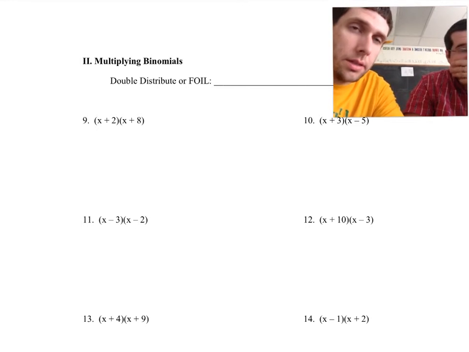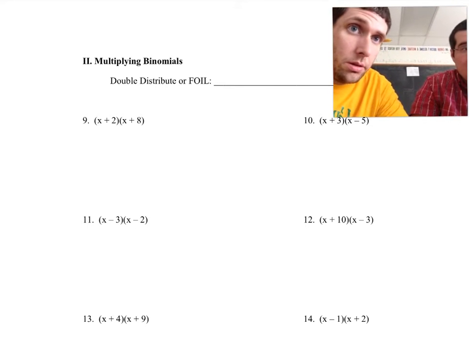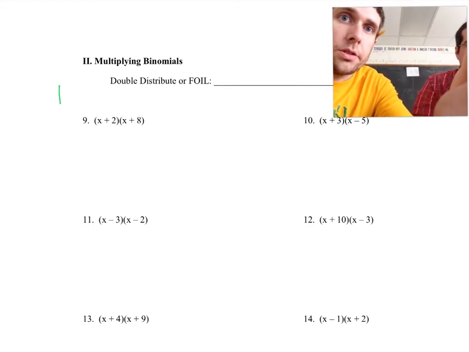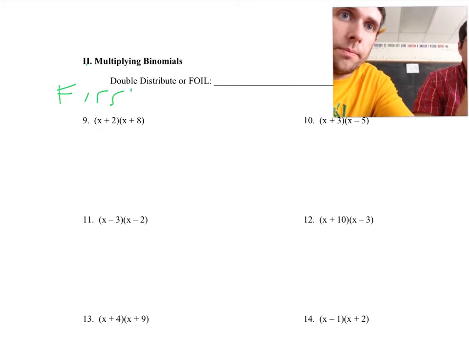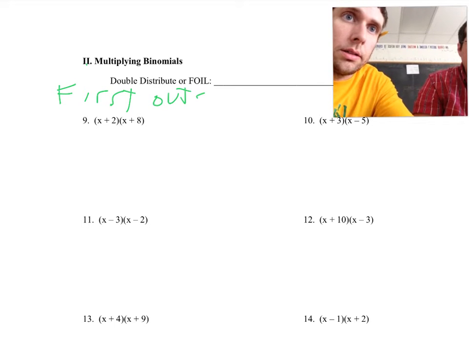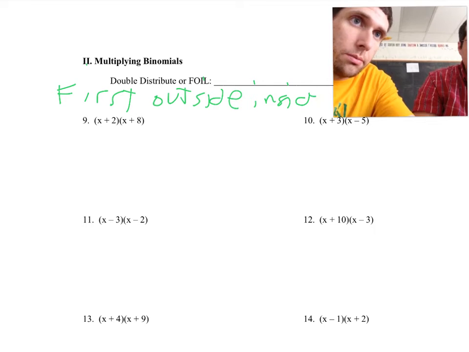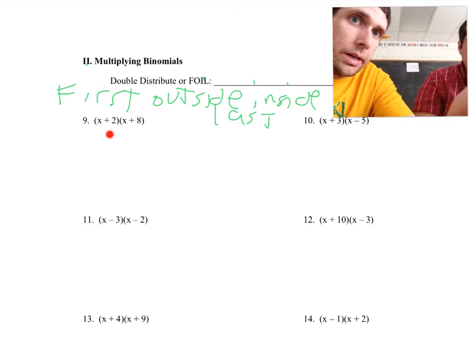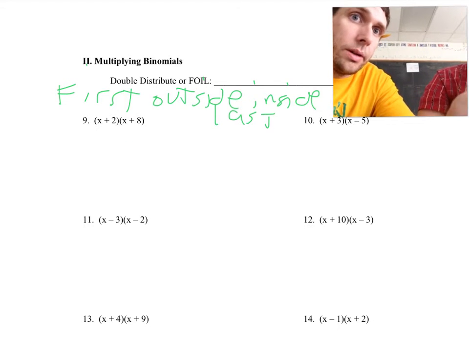Okay guys, the second thing we're going to do is double distribute, or sometimes we call it FOIL. FOIL stands for first, outside, inside, last. And that's just telling us we have to multiply 4 times because we're doing a 2 by 2, which is a binomial times a binomial, so we're really multiplying 2 by 2 is 4.